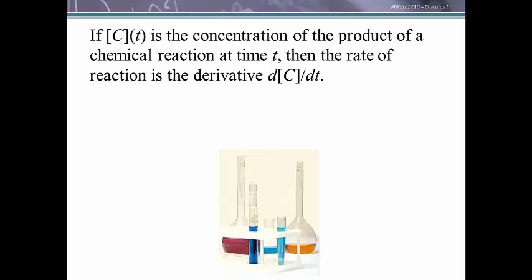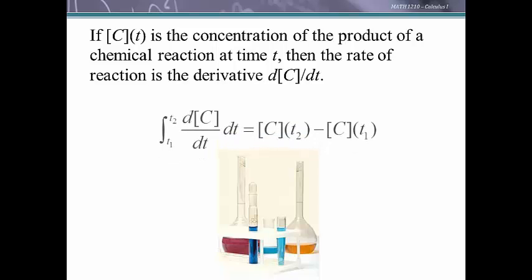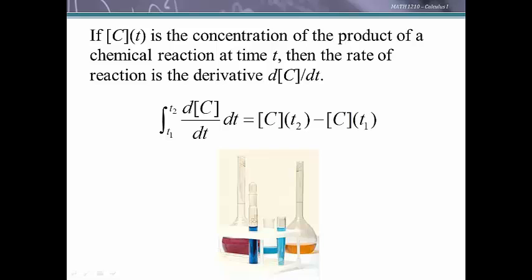If C of t is the concentration of the product of a chemical reaction at time t, then the rate of reaction is the derivative of this. And if we looked at the integral from t1 to t2 of this derivative, we would have this net change in the concentration of the product of the chemical reaction.